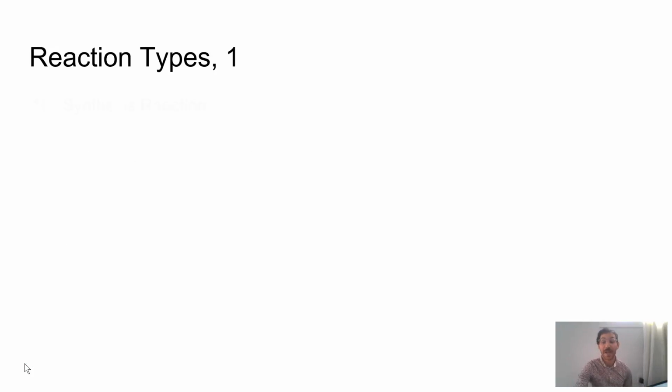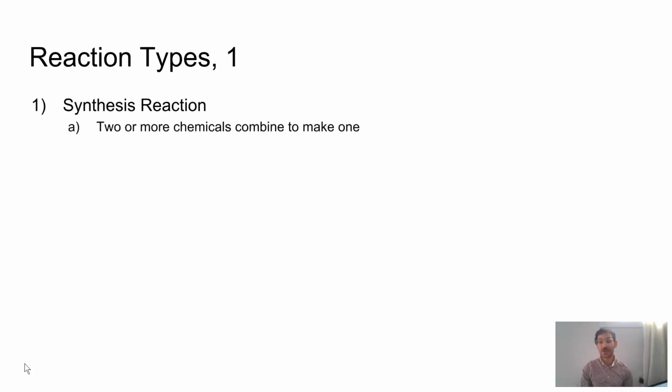So diving into our reaction types, we're going to start off with a synthesis reaction. A synthesis reaction is where two or more chemicals come together to make one chemical. This would be like A plus B gives us C, or W plus X plus Y gives us Z.